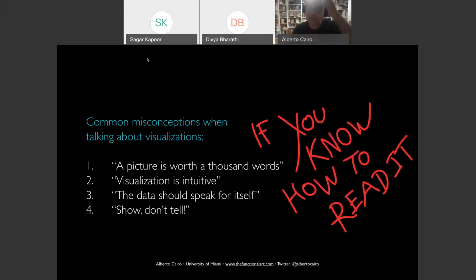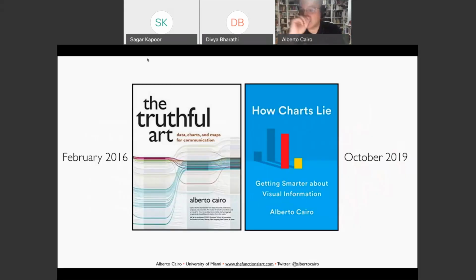So I usually append the second part to the sentence. I usually joke that a picture may be worth 1,000 words, but only if you know how to read it. And that's the reason why it's so important to become a good reader of charts, which is what my latest books are all about. How Charts Lie, the latest one, and The Truthful Art, both are at the core books that relate to how to be better readers of visualizations.